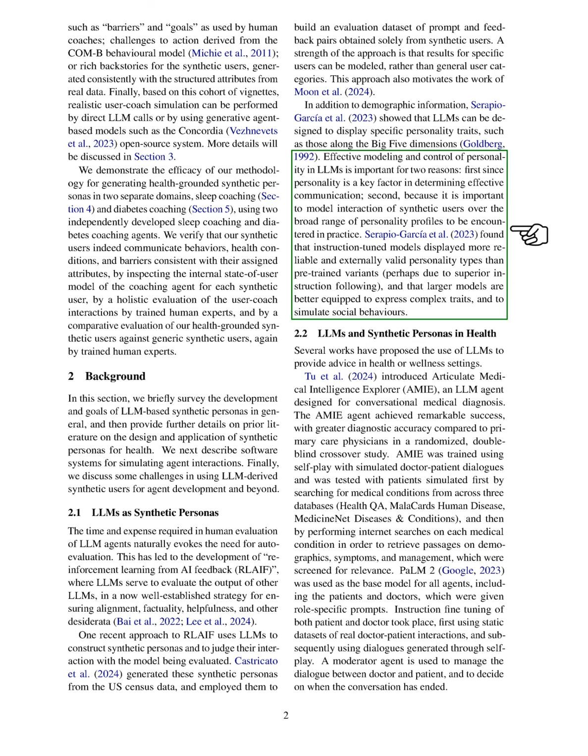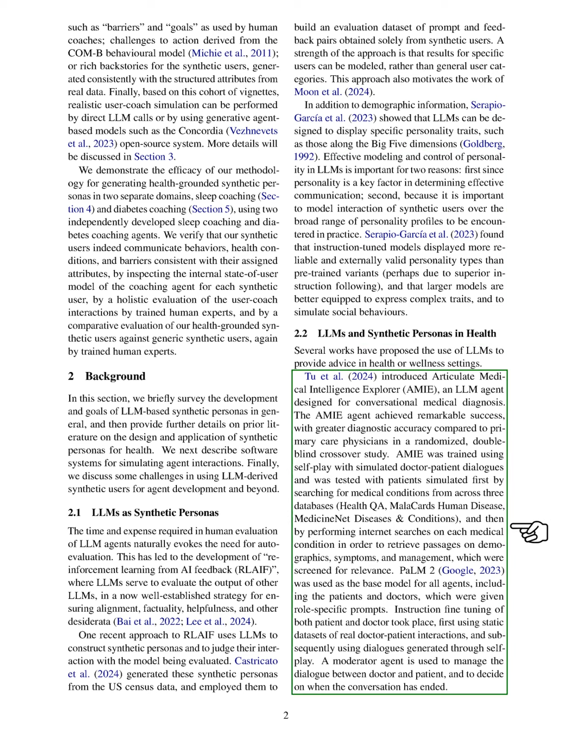Section: LLMs and synthetic personas in health. In this section, we explore the use of large language models, LLMs, and synthetic personas in health contexts. Several studies have suggested using LLMs for health and wellness advice. One notable example is the Articulate Medical Intelligence Explorer, AMIE, an LLM agent created for conversational medical diagnosis. AMIE demonstrated impressive results, achieving higher diagnostic accuracy than primary care physicians in a randomized study.